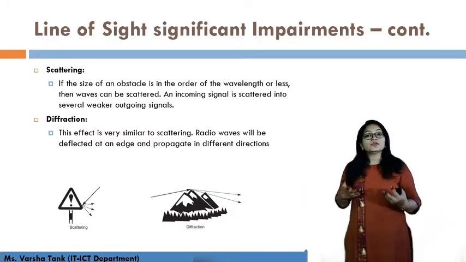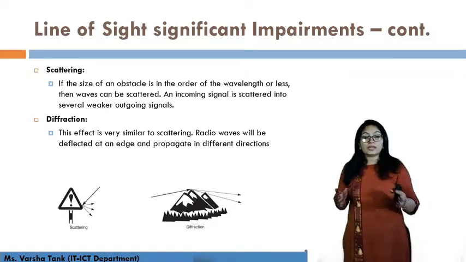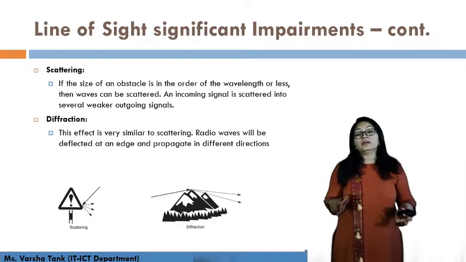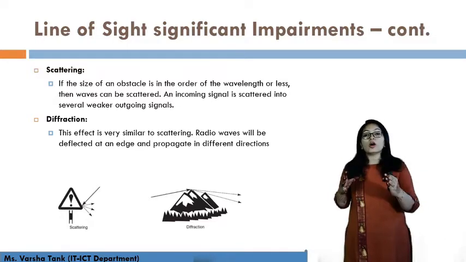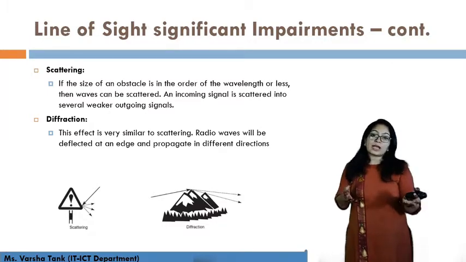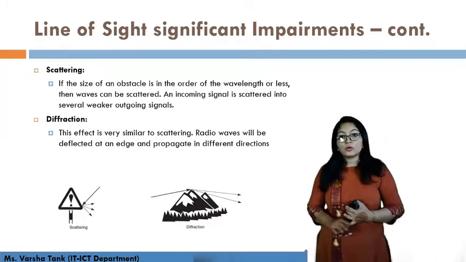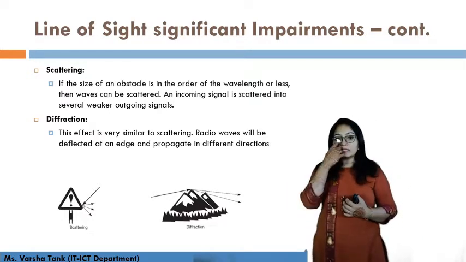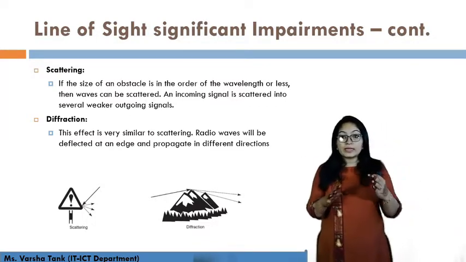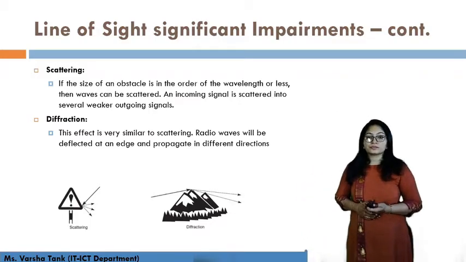For example, with radio signals broadcasting in an area where a mountain is present, diffraction is possible. And if there are very small obstacles in the way of the traveling signals, at that time it can have the effect of scattering. Diffraction is very similar to scattering. As I told you, radio waves will be deflected at the edge and propagate in different directions.